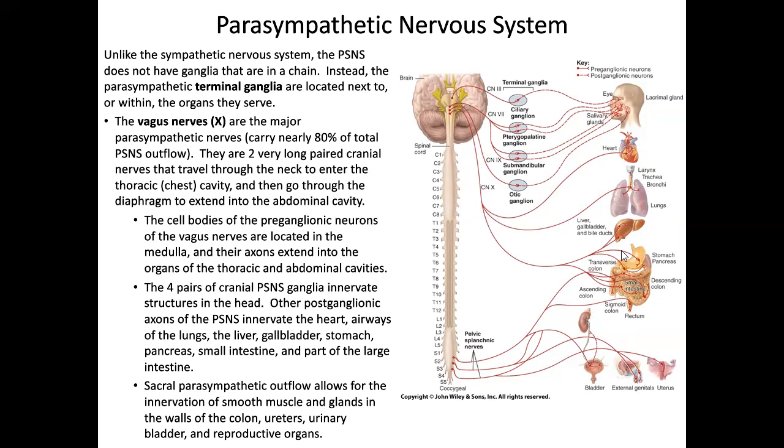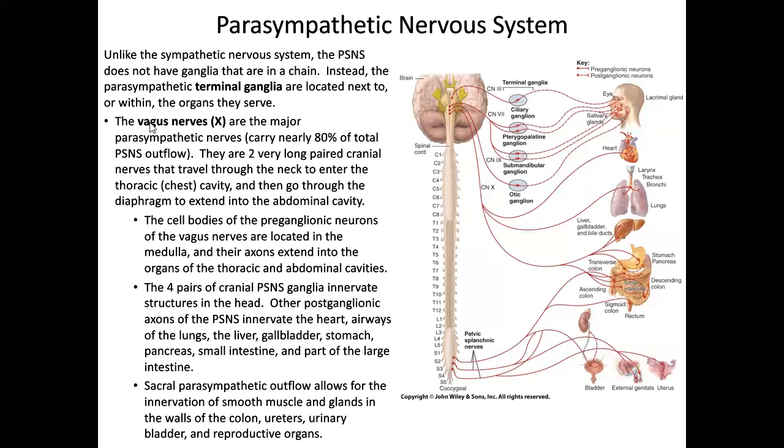As far as the parasympathetic nervous system, most parasympathetic activity comes courtesy of those vagus nerves that I introduced to you guys in the last lecture. They carry out nearly 80% of total parasympathetic nervous system outflow. So about 80% of your rest and digest signaling comes thanks to cranial nerve pair number 10.